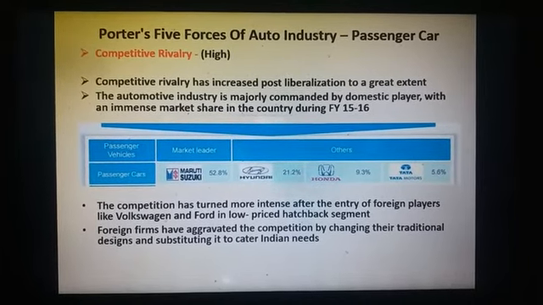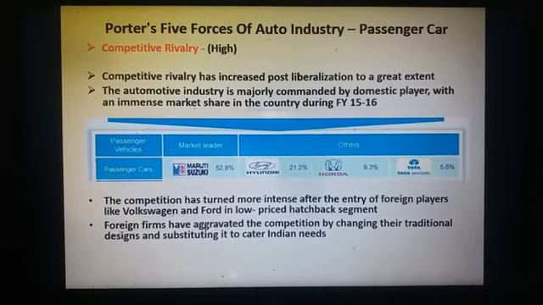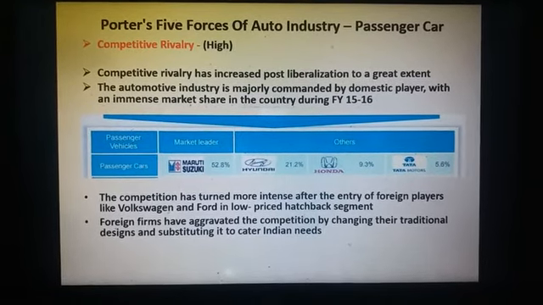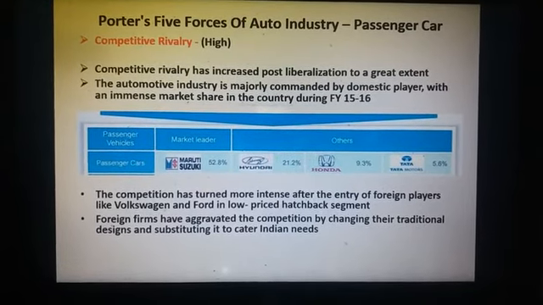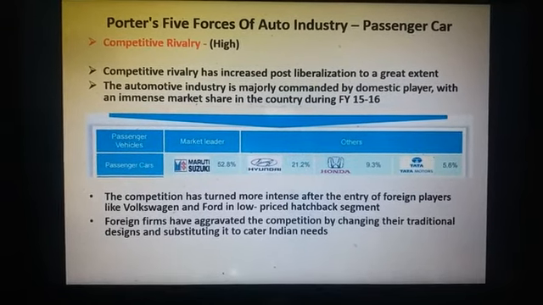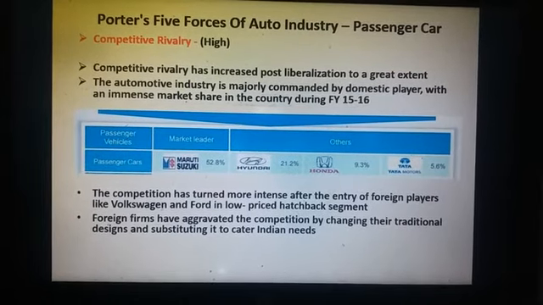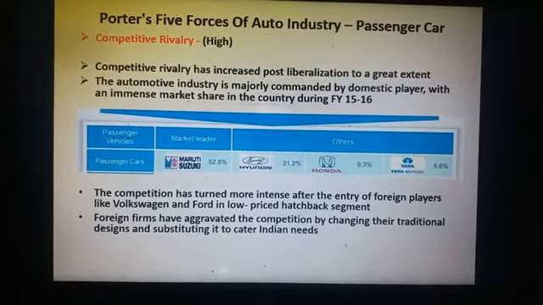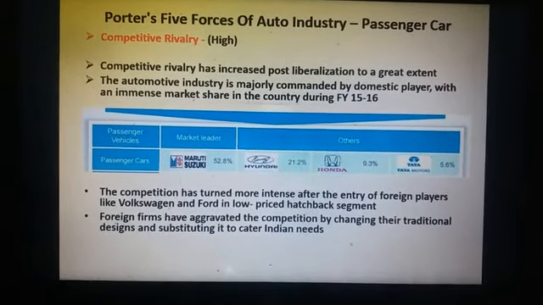Now, if I categorize it into the passenger segment, that is the passenger cars. You have got Maruti Suzuki, which is the market leader, having a 52% share, Hyundai 21%, Honda 9%, and Tata Motors about 5.6%. Competitive rivalry has increased post liberalization to a great extent, post the 1991 LPG policy.